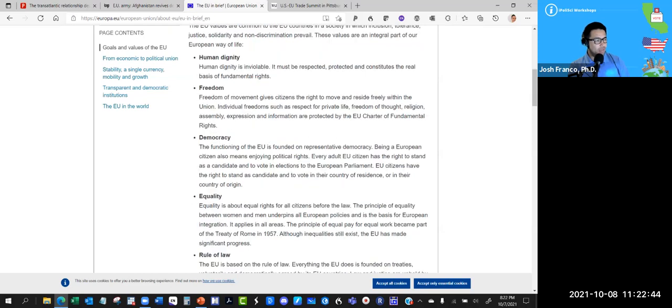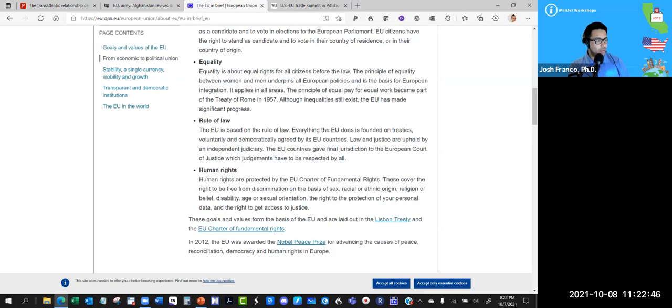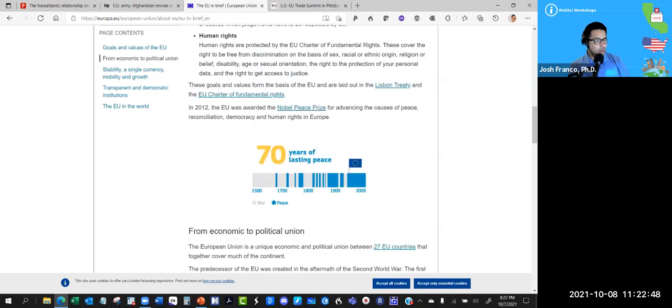So human dignity, freedom, democracy, equality, rule of law, and human rights. They've managed to have very significant periods of peace over time. And they'll just point out here that before the EU was created, there were times of peace and there were times of war. And ever since the EU has been created, it's been peaceful on the continent of Europe.